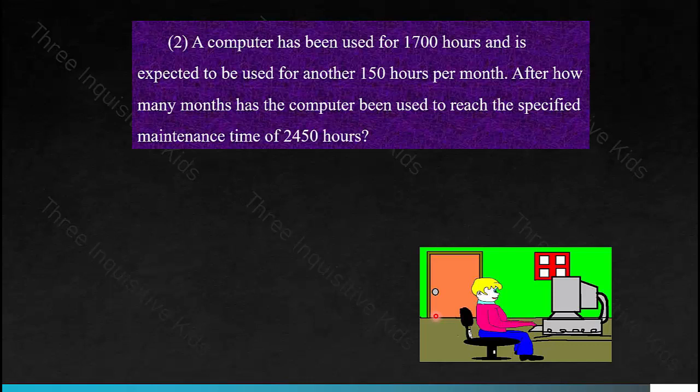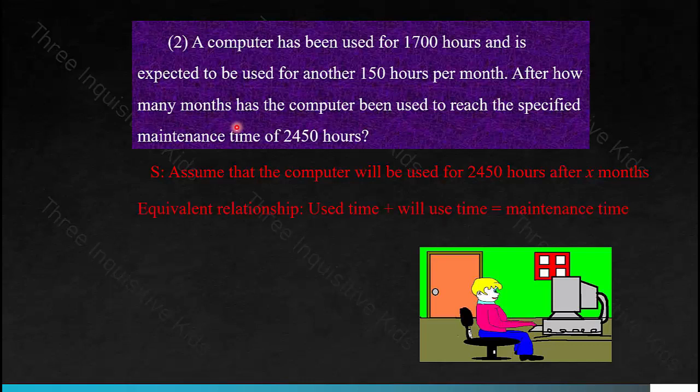Number 2. A computer has been used for 1,700 hours and is expected to be used for another 150 hours per month. After how many months has the computer been used to reach the specified maintenance time of 2,450 hours? First, we need to assume that the computer will be used for 2,450 hours after x months, right? It says after how many months, that's the question, so x is the number of months.